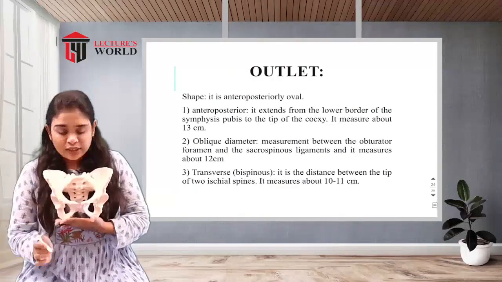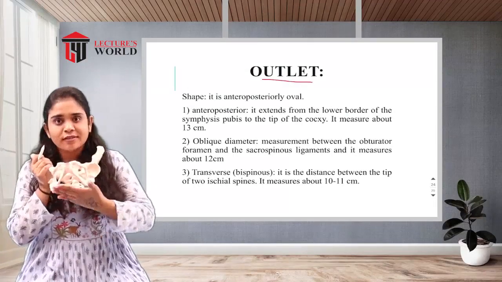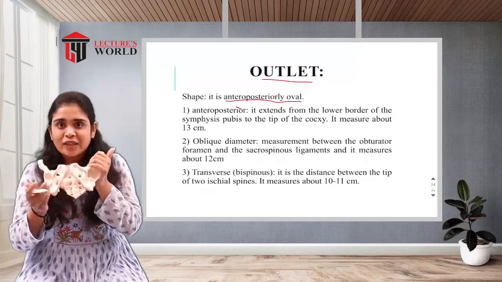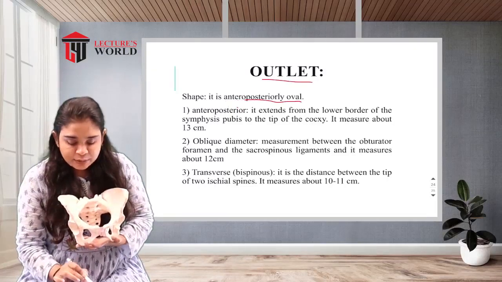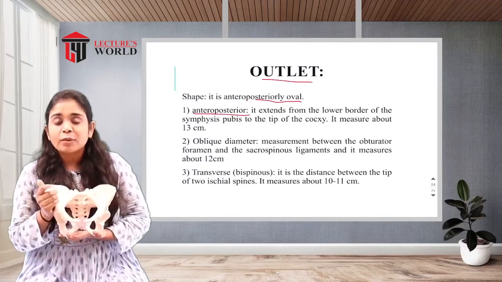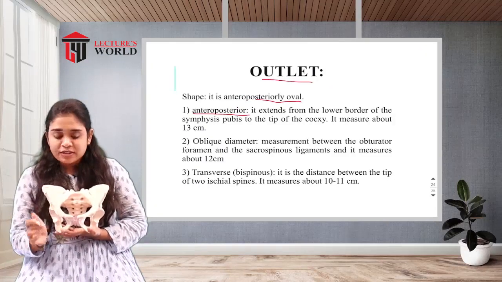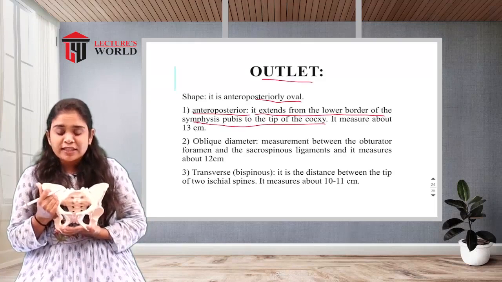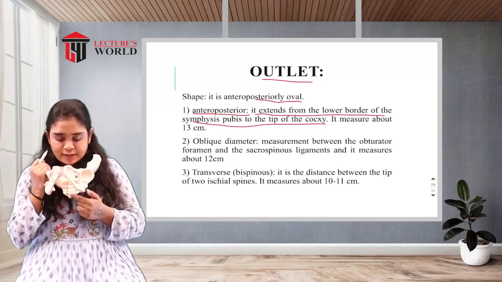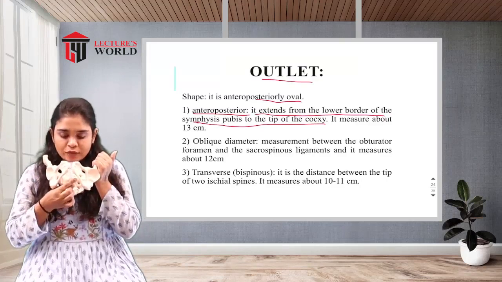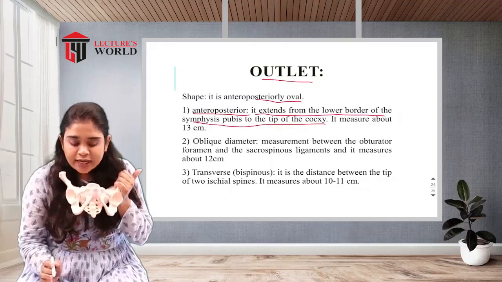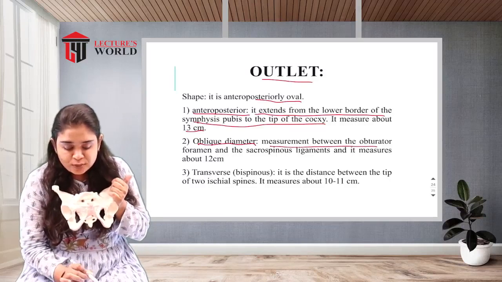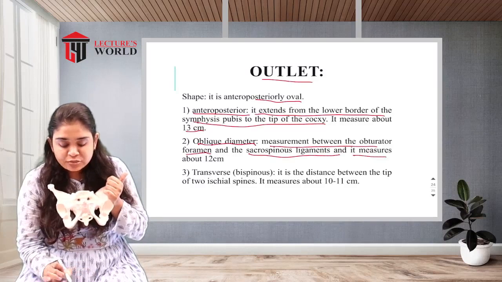Now we'll be talking about the outlet. The outlet is this one, and it is most probably an anterior posterior oval shape. It looks oval in shape, and it has a total of three diameters. First we'll talk about the AP diameter, the anterior posterior diameter. It extends from the lower border of symphysis pubis to the tip of the coccyx. This is how we take the AP diameter of the outlet, and it measures about 13 centimeters.